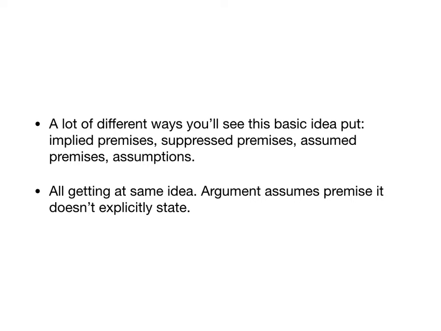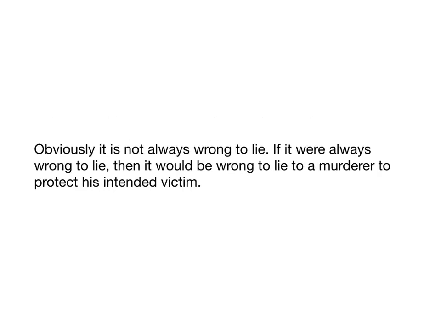Let me give you guys an example. We'll go with a few examples. Obviously, it is not always wrong to lie. If it were always wrong to lie, then it would be wrong to lie to a murderer to protect his intended victim. It's actually a fairly famous case in philosophy. Some philosophers, Kant most famously, St. Augustine also, have said, well, it's always wrong to lie. And someone says, well, obviously it's not. If a murderer comes to your door, his victim's hiding in your house, and he says, well, where is this guy? Your only method of defense is to lie. Everybody says, well, you'll lie, right? So this is an argument against this claim that it's always wrong to lie.